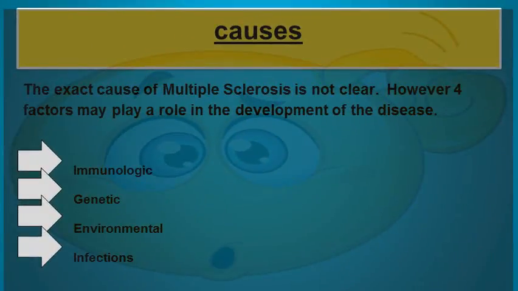Now for the causes of multiple sclerosis. The exact cause of multiple sclerosis is unknown. However, it is believed that four factors may play a role in the development of the disease. The four factors that play a role are immunologic, genetic, environmental, and viral causes.